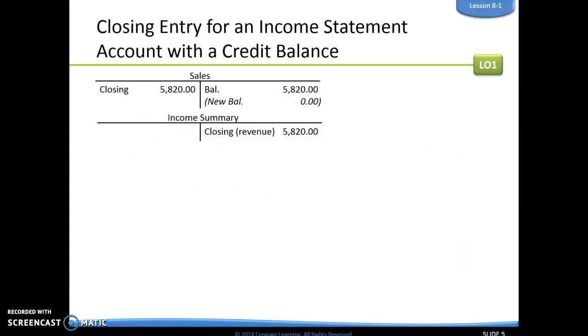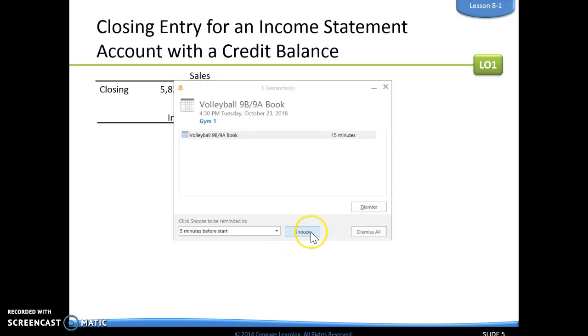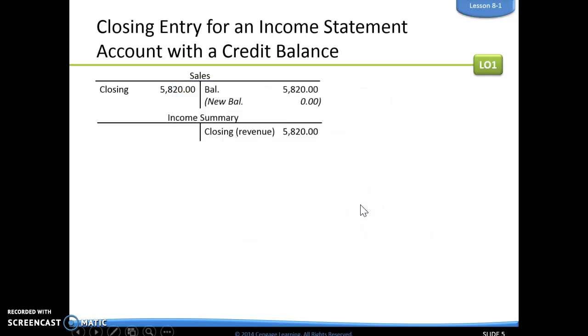Closing entry for our income statement accounts with a credit balance. So we're going to do 4 closing entries. Our first closing entry is we are going to look at our income statement accounts, and we are going to close any of those accounts that have a credit balance. So when we look, really our only account that we have right now is our sales account that has a credit balance. So here they're showing us that credit balance of $58.20.